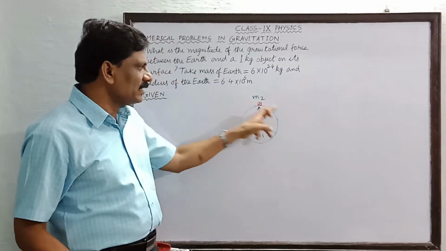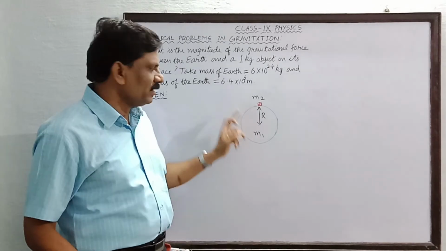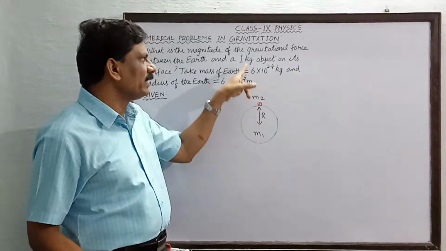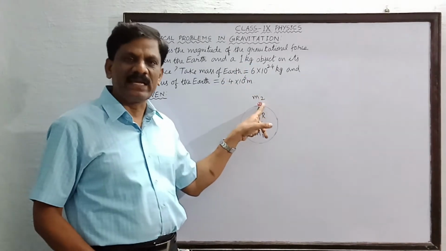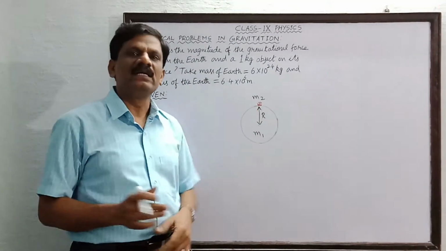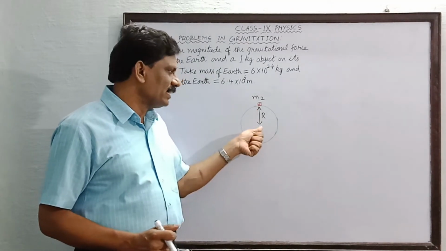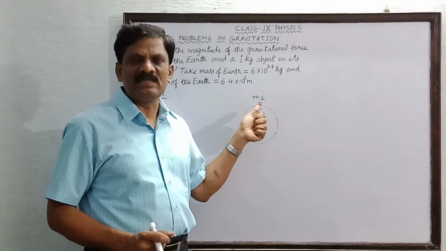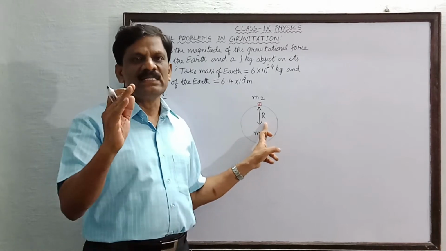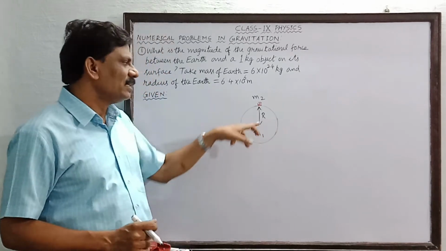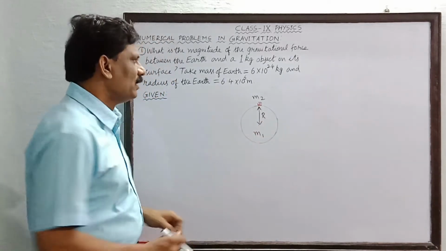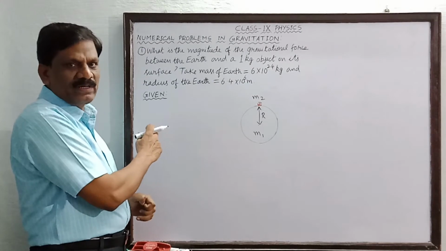So this is the spherical shape of the earth. The mass of the earth I have taken as the symbol m1, and the mass of 1 kg kept on the surface of the earth I have taken the symbol m2. Since it is kept on the surface of the earth, the distance from the center of the earth to the center of this 1 kg mass must be nearly equal to the radius of the earth, that is r. So the distance between the two masses is equal to the radius of the earth. Have you understood?